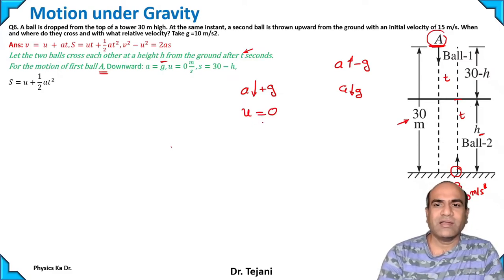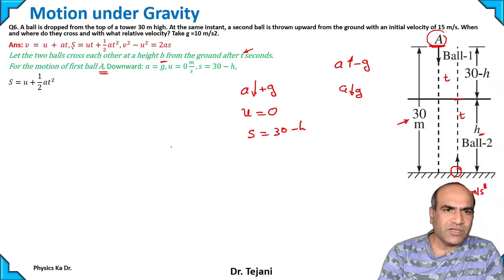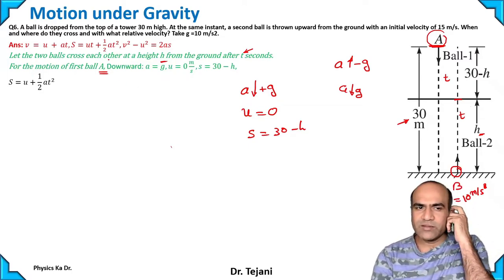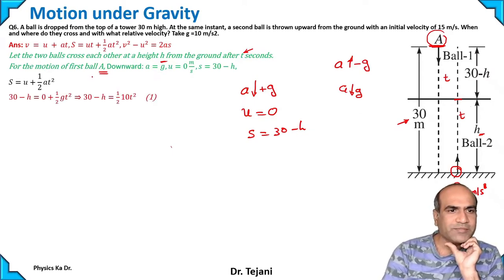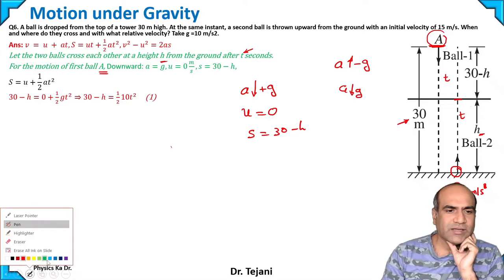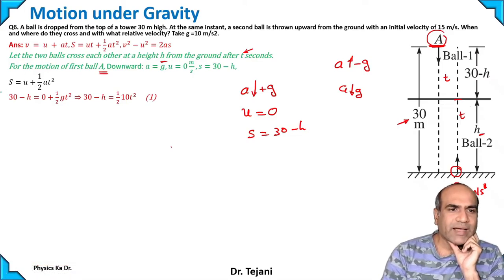Initial is 0, right? And distance traveled s is equal to 30 minus h. So we need the equation s is equal to ut plus 1/2 at square. Put the values here. s is equal to 30 minus h for ball 1.